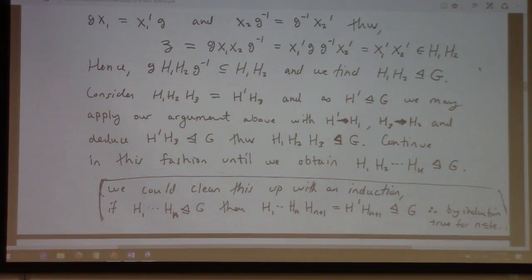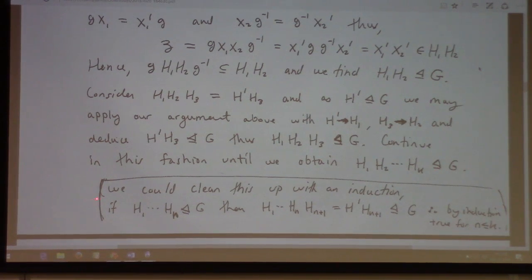N. Yeah, I did 3 just to be cute, but you could have jumped to N just the same. My argument for 3 and my argument for N are the same argument. To get 3, I already know H1H2 is a normal subgroup, so I can look at this as H prime times H3. But H prime is a normal subgroup, so we can apply our argument for 2 subgroups to get that H prime H3 is a normal subgroup of G. Thus, H1H2H3 is a normal subgroup of G, and then you can continue in this fashion.